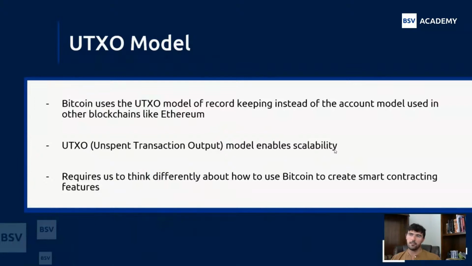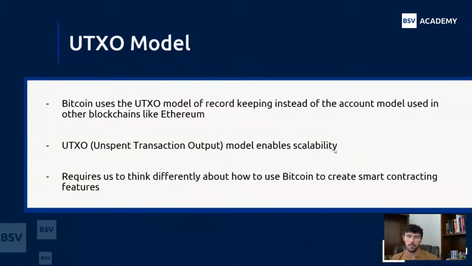This main fact is what makes it very hard for some developers to wrap their head around how to do complex transaction types in Bitcoin. Because if you come from the Ethereum world, you're probably used to having a smart contract address. Everything runs through that address, and that might seem nice and clean, but that comes with a sacrifice of scalability. So the reason why Bitcoin uses the UTXO model is that it enables scalability.